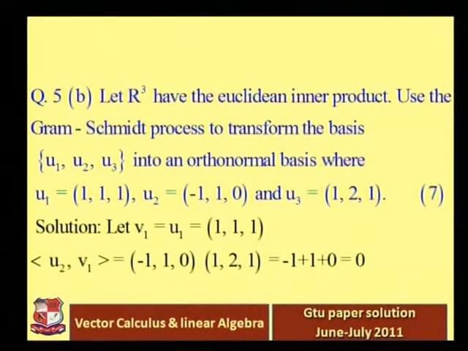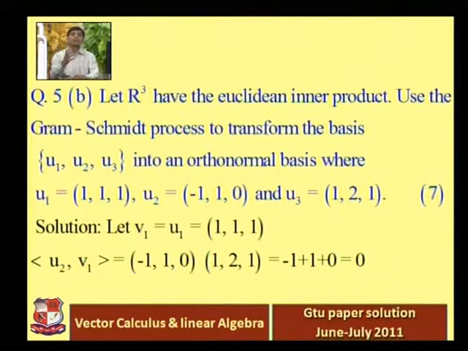Here is question number 5b. Let R3 have the Euclidean inner product. Use the Gram-Schmidt process to transform the basis u1, u2, u3 into an orthonormal basis. This Gram-Schmidt process is used to convert any basis into an orthonormal basis. First of all, we have to convert these three vectors into an orthogonal set and then an orthonormal set.